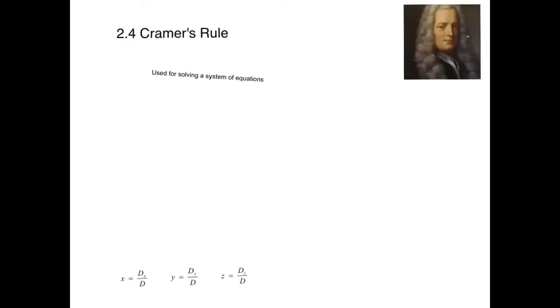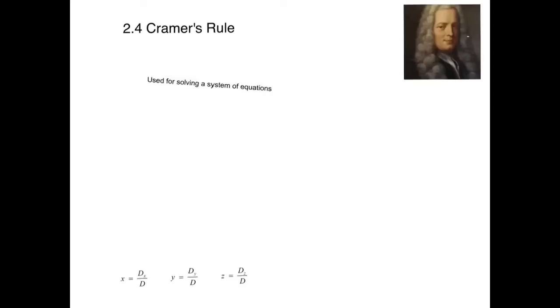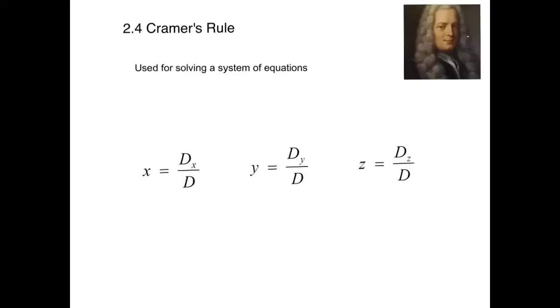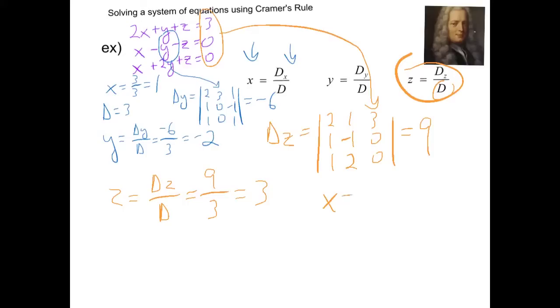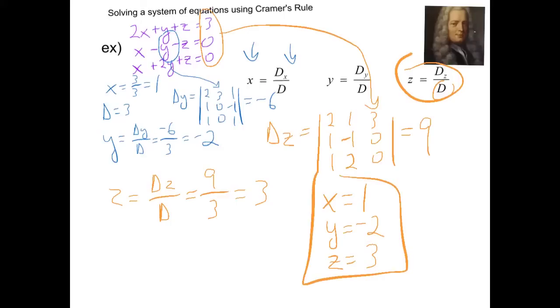And like I said, Kramer's rule is used for solving a system of equations. Okay? Well, here's his rule. There we have it. We now know that x we figured out was 1, y is -2, and z is 3. And there is the solution to our system of equations.